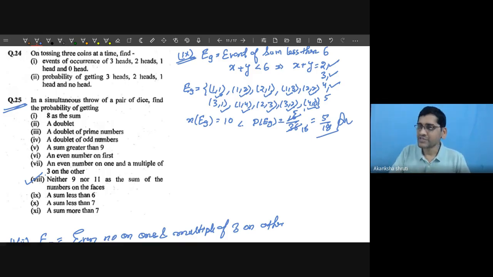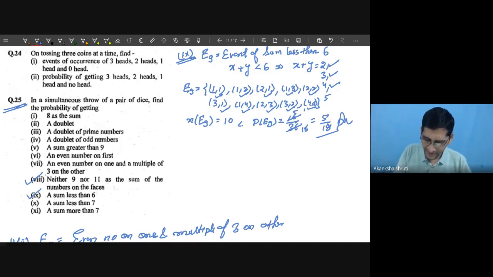And if in MCQ it is given in decimal form, you may convert in decimal. If in percentage form, multiply it by 100. The decimal has to be multiplied by 100. Those things we have discussed in our first lecture. It's over. Sum less than 7, same as earlier. Okay.